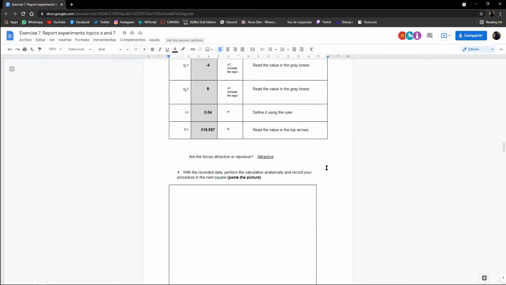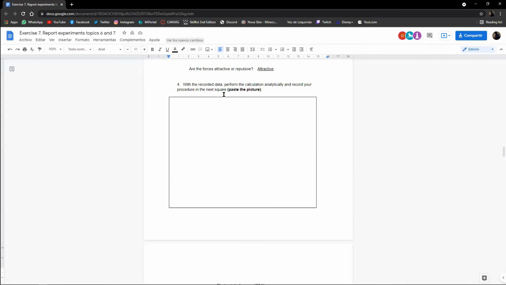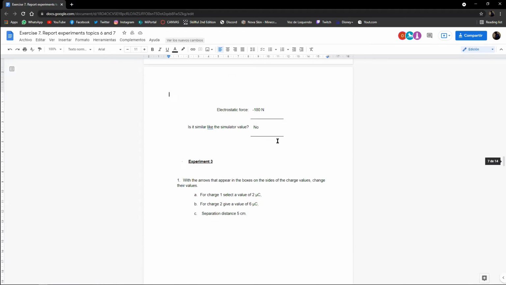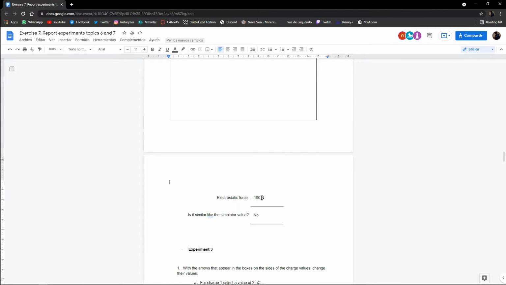So if we see, we already said that the forces are attractive to each other because they have opposite signs. The electrostatic force that we got when we did the procedures is minus 180 newtons, and we see that the simulator value is not the same.